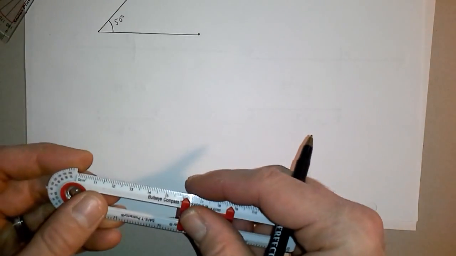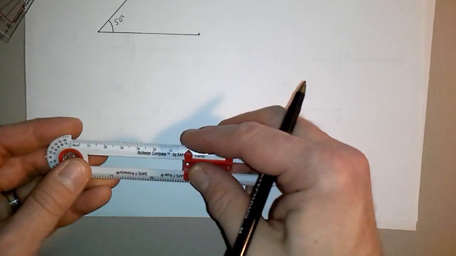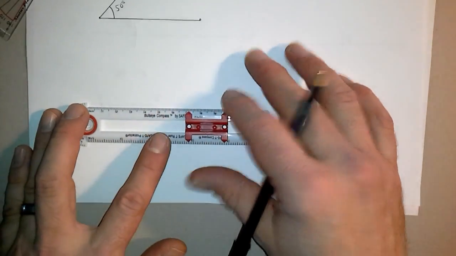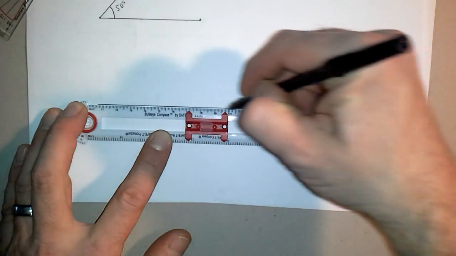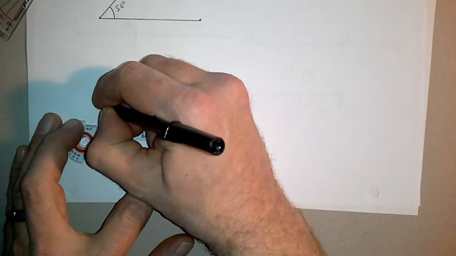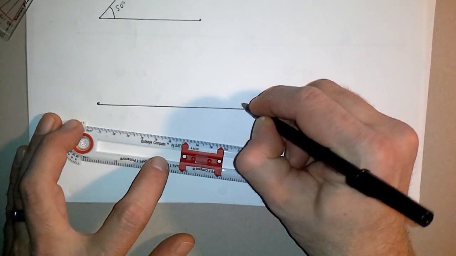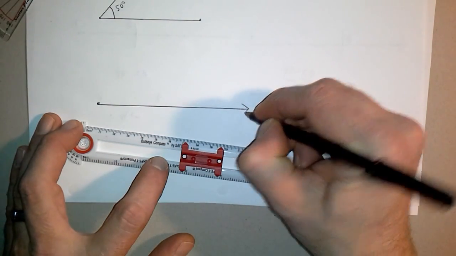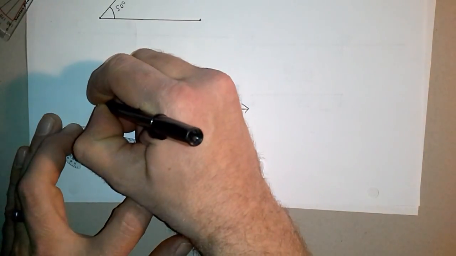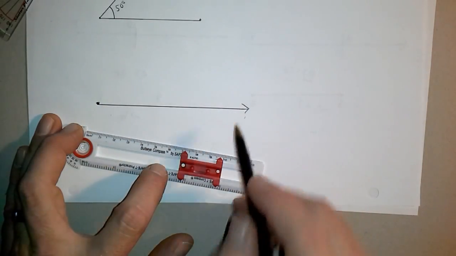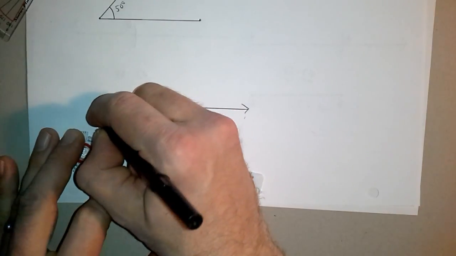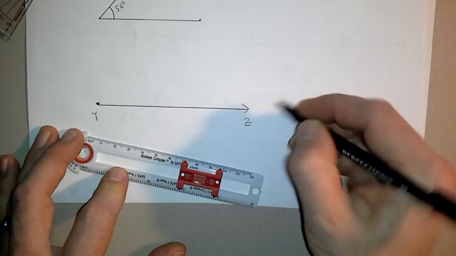So the first thing to do is to create, as Valens said, a ray. It's not technically a line. A line goes to infinity in both directions. This is a ray, so it stops at the left and it goes on forever on the right. And I could label it YZ, for example.